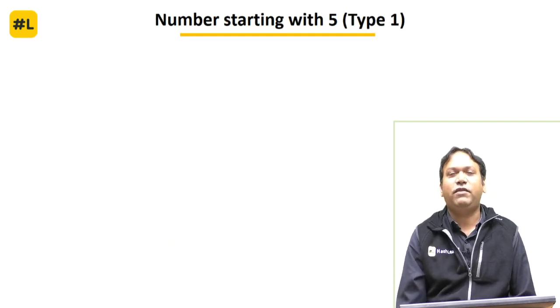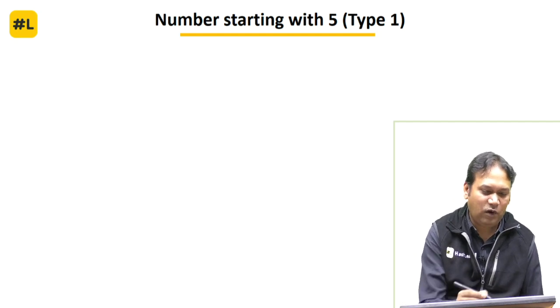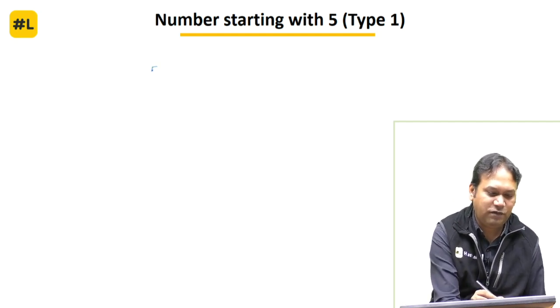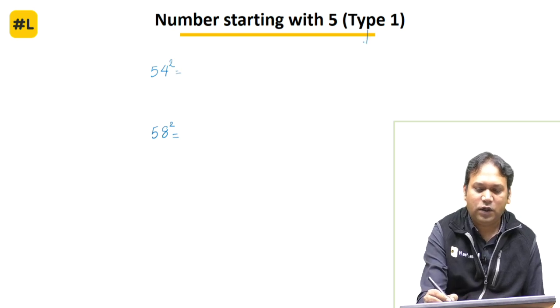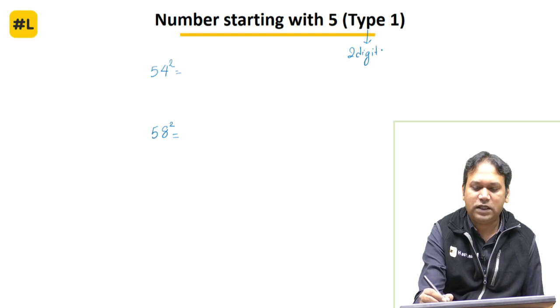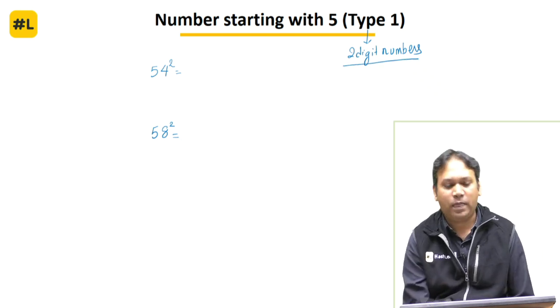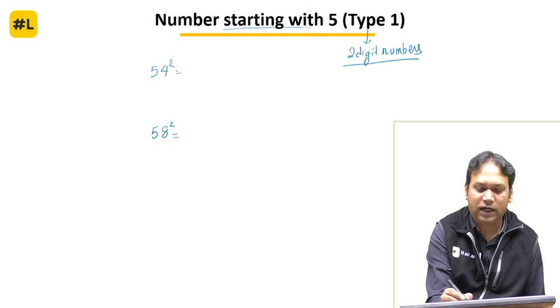Numbers starting with 5. Numbers ending in 5 we have seen. What if a number is starting with 5? What is 54 square? What is 58 square? So I am covering type 1 first. Type 1 deals with finding the square of 2-digit numbers. What type of 2-digit numbers? Not every number. Numbers starting with 5.